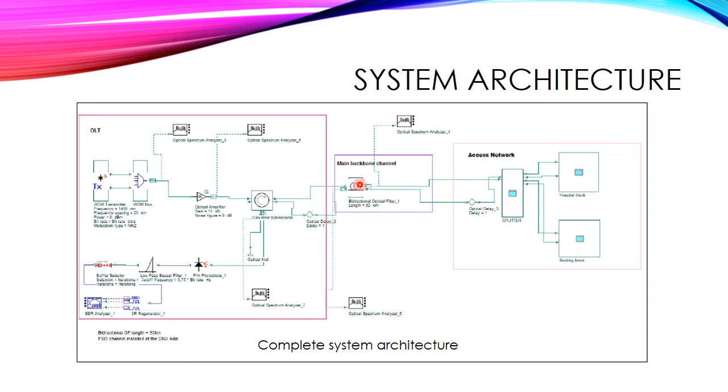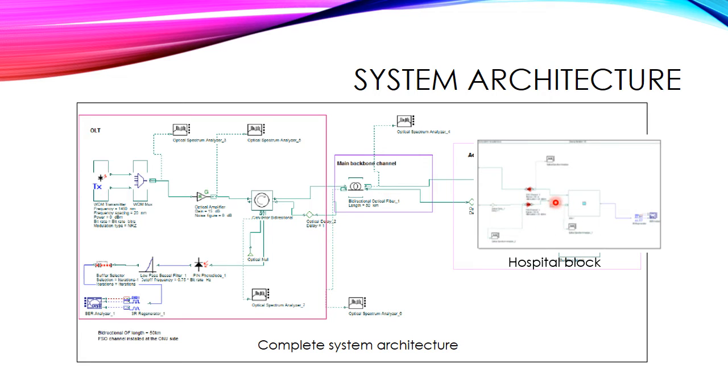Once the signal passes from this backbone channel, it is going to reach the access network, and in the splitter, this splitter is going to split the wavelengths, and the signals are going to be passed to the hospital and the building blocks. Inside this hospital block, we have, you can see here, 2 free space optical channels, one for downstream, another for upstream.